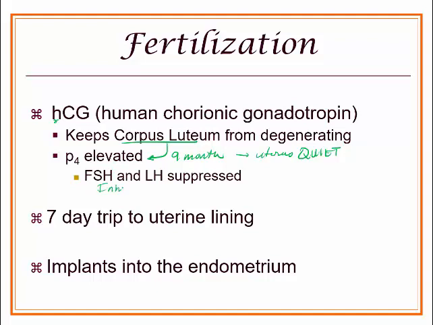inhibit FSH and LH production, and therefore no follicle activity. So we get one baby growing at a time. Again, it takes about 7 days to reach the uterine lining for implantation, and it will implant into the endometrium layer.